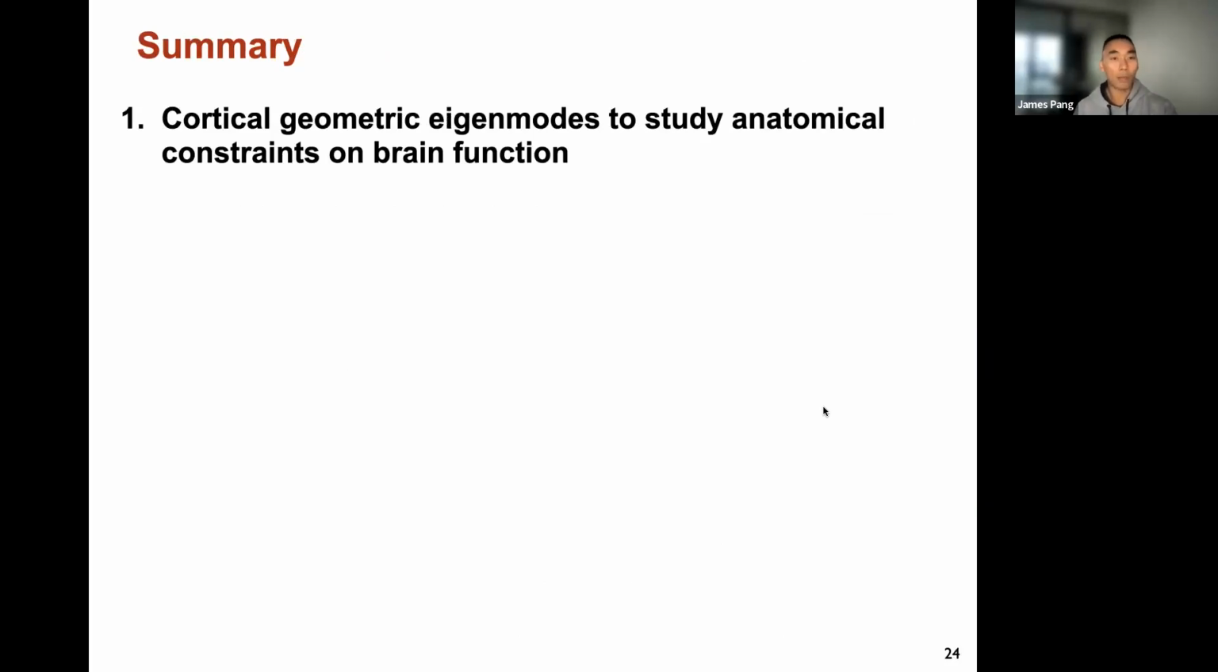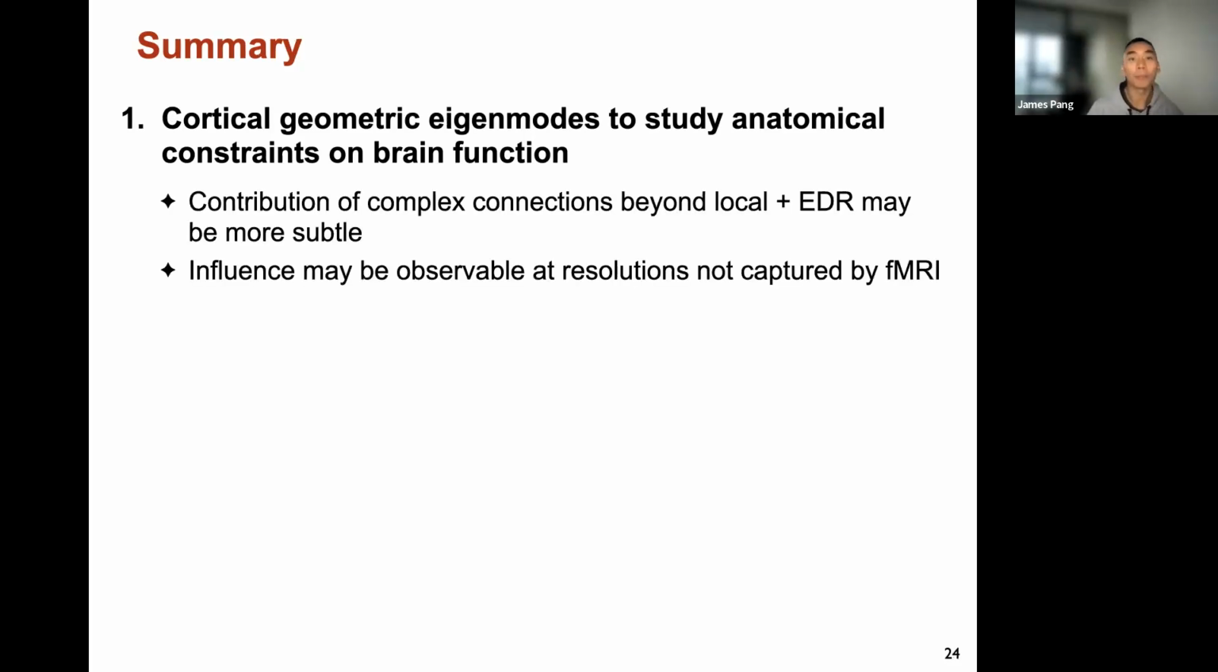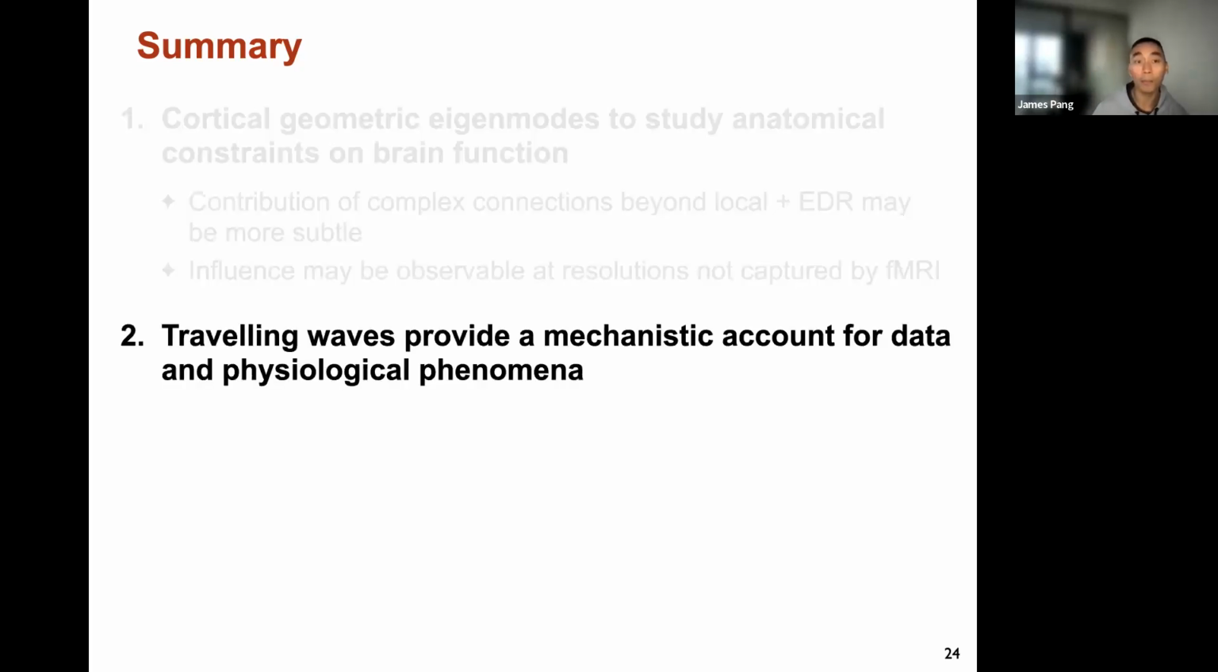So in summary, what we found was that cortical geometric eigenmodes can be used to study the anatomical constraints on brain function. And we have to emphasize that our results do not show that connectivity is not important. The geometric modes have their own implicit connectivity, but what it's saying is that the contribution of complex connectivity beyond the local neighborhood may be more subtle, and their influence could be more observable at resolutions not captured by fMRI.